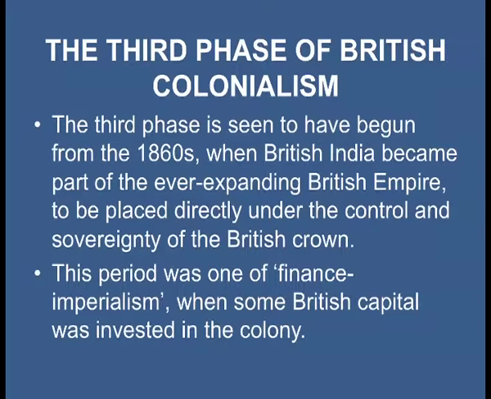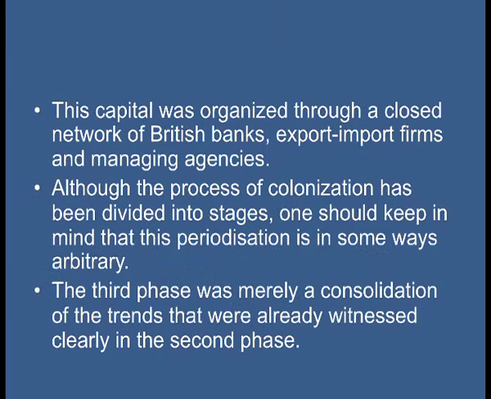This destructive process led to deindustrialization that increased pressure on land. The third phase is seen to have begun from the 1860s, when British India became part of the overexpanding British Empire, to be placed directly under the control and sovereignty of the British Crown. The period was one of finance imperialism, when some British capital was invested in the colony. This capital was organized through a closed network of British banks, export-import firms and managing agencies.